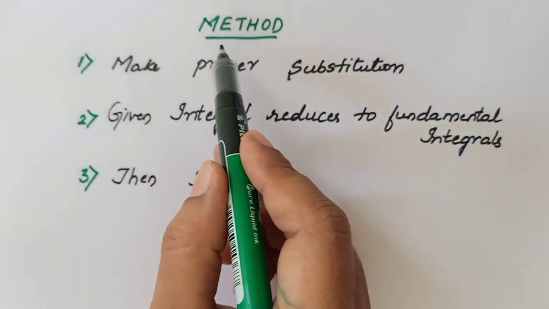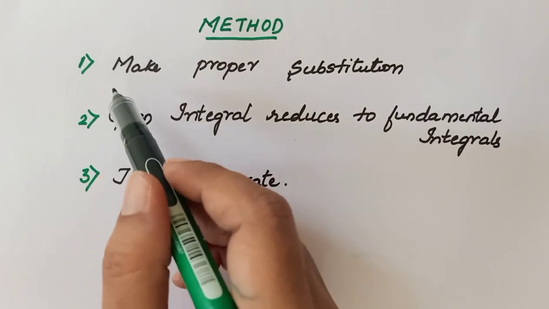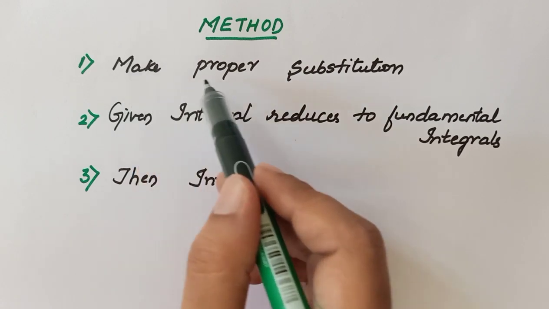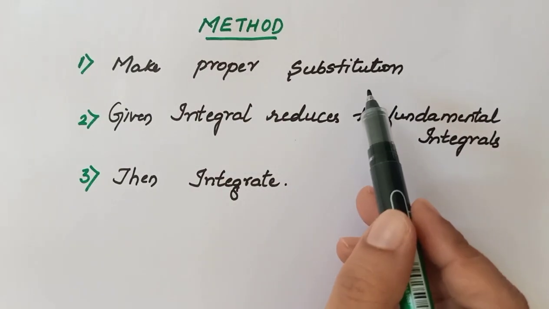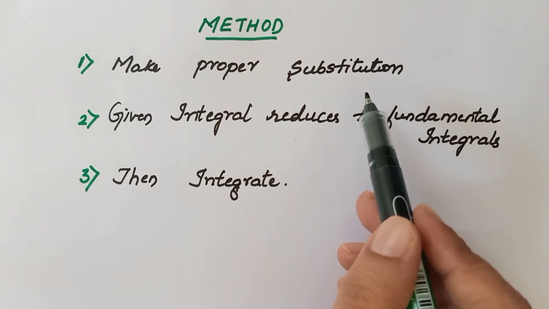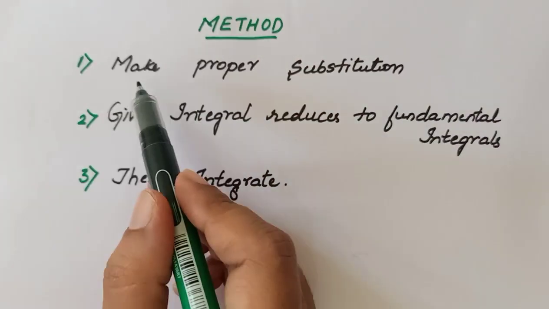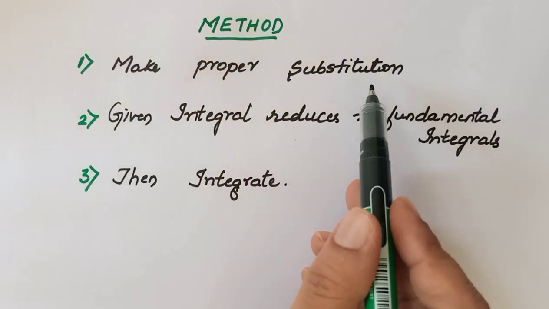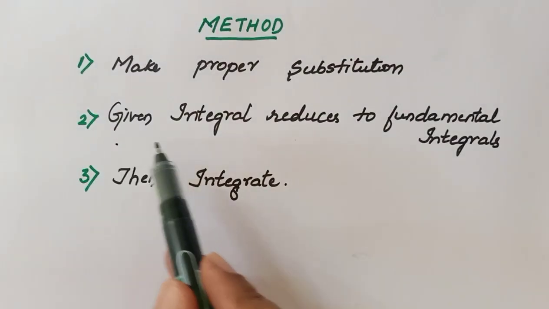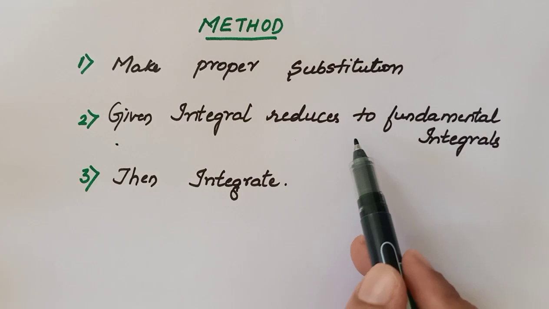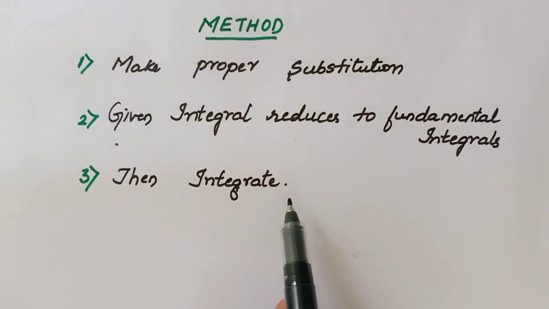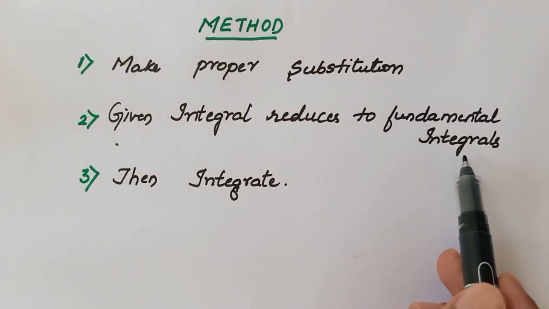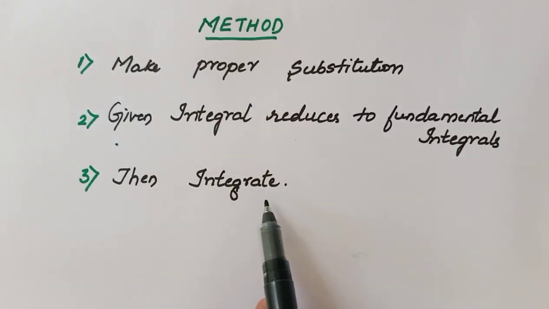So we'll see the method here. The first point is we'll have to make the proper substitution here. See, if you substitute, you'll get the derivative of it or not. So we'll have to make the proper substitution. The second point is the given integral reduces to the fundamental integrals. And the third point is to integrate. After reducing it to the fundamental integrals, then we can integrate the given problem. I hope you got this.